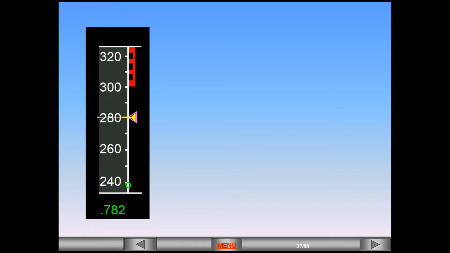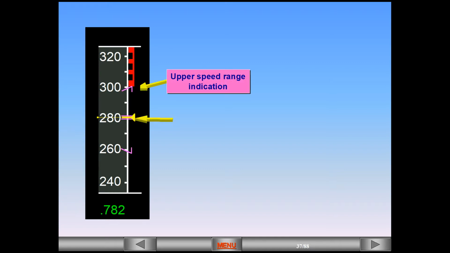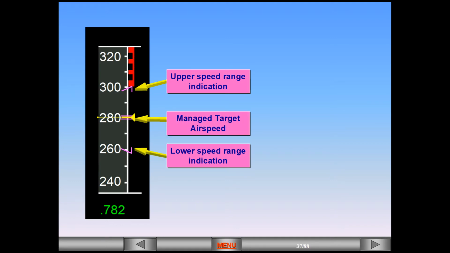During an FMGS computed or managed descent, the single triangle is split into two to give a speed range. A double magenta bar indicates the target speed. A standard descent speed of cruise Mach with a crossover to indicated speed at 280 knots is inserted into the FMGS and is treated as a managed airspeed.